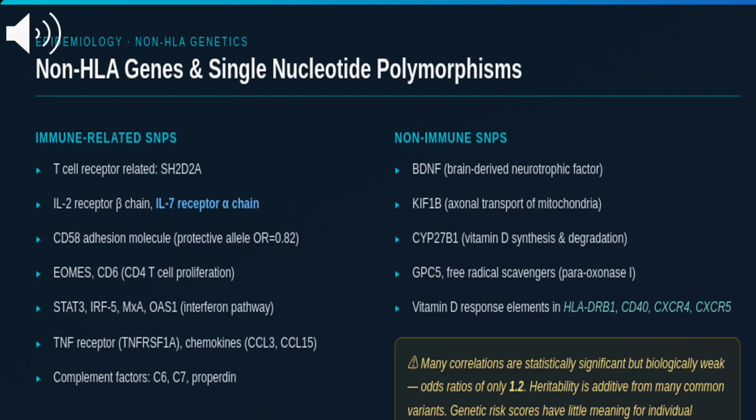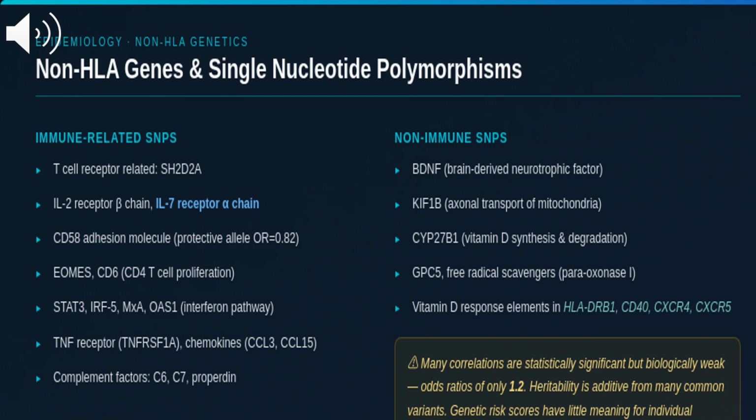The non-immune SNPs are equally informative about the CNS side of the disease. BDNF polymorphisms affect the neurotrophic support available for axonal repair. KIF1B affects axonal transport of mitochondria and synaptic vesicles, potentially explaining why some patients lose axons faster than others independent of inflammation. CYP27B1 variation affects vitamin D metabolism, and vitamin D response elements are found in HLA-DRB1, CD40, CXCR4, and CXCR5 genes, suggesting that vitamin D and HLA risk interact at the genomic level.